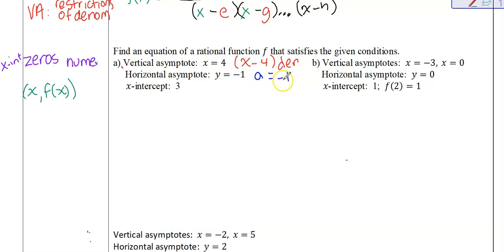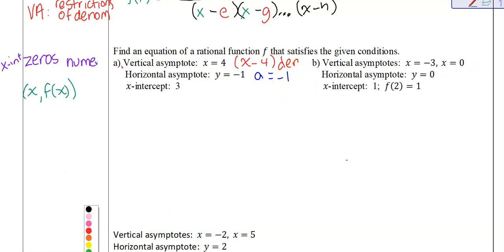A is the lead coefficient, -1. If I divide numerator by denominator, those lead coefficients, I'm going to get -1. That also tells me that my degree of the numerator is the same as the degree of my denominator. That's what that tells me, because it's not y equals 0. So degree, same in numerator, denominator.